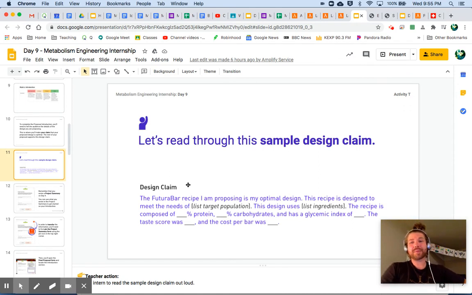It is a sample design claim. Hey, Mr. Wigand, this looks really good. Could I just use this when I write my claim? Hey, I don't see why not, because you're right, it is pretty good. It's a pretty easy, straightforward, basic way to write out your claim and why you think your bar is the best. Is this your whole introduction? No, this is just your claim, okay?